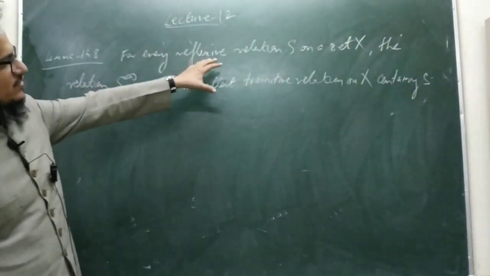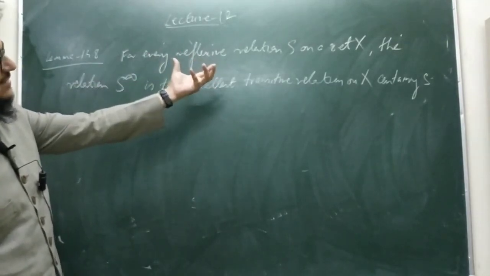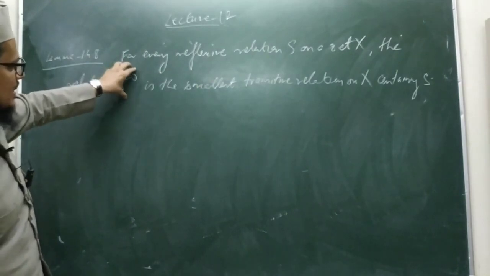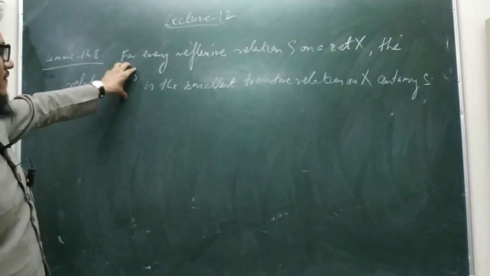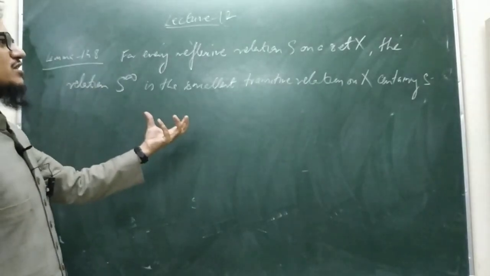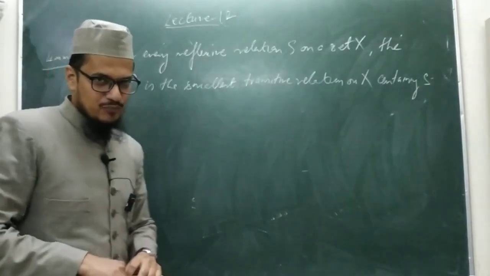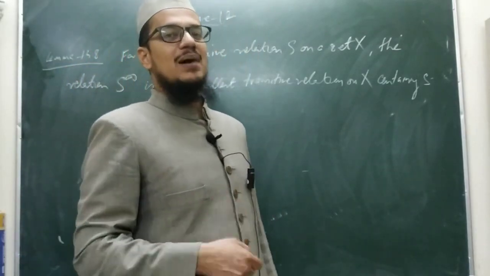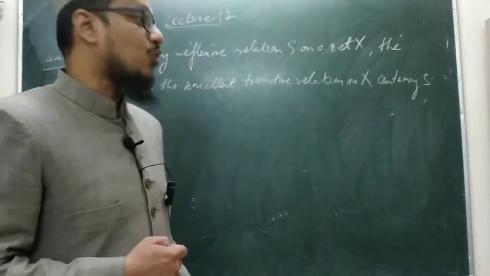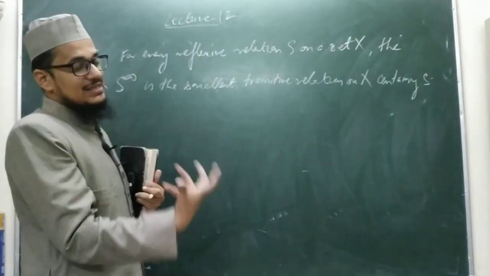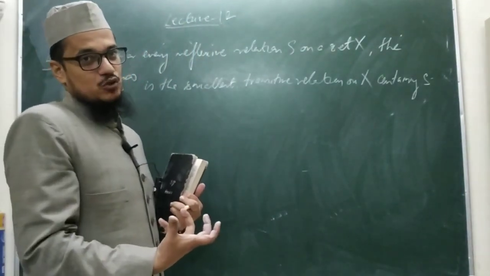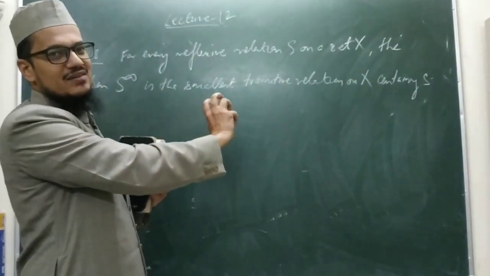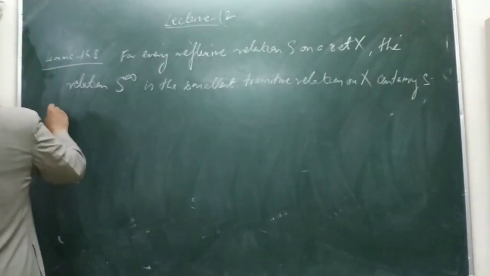For every reflexive relation S on a set X, it is given that S is a reflexive relation, and we have to prove that this relation S infinity, as it is defined in the definition, is the smallest transitive relation on X containing S. It means that we have to prove two things. We have to prove that it is a transitive relation as well as it is the smallest transitive relation. To prove it is smallest, we have to consider another transitive relation, and then finally we show that this relation is contained in the arbitrary transitive relation. So we start from here.